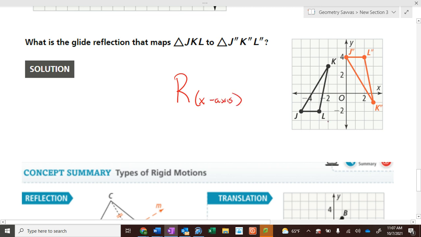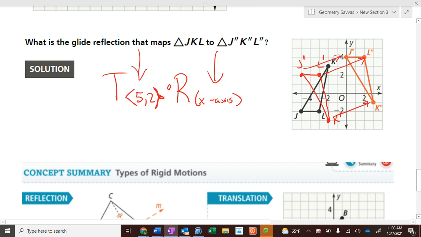So K flips down to be 3 below. L is 2 above, and J is 2 above. J prime, K prime, L prime. And now everything moves this direction. So we're going to translate 1, 2, 3, 4, 5 to the right and 2 up. 5 to the right, 2 up. That's our composition of transformations. Make sure you do this first and then this.